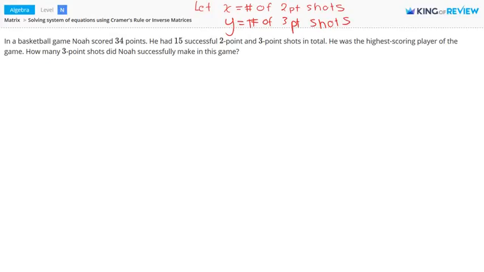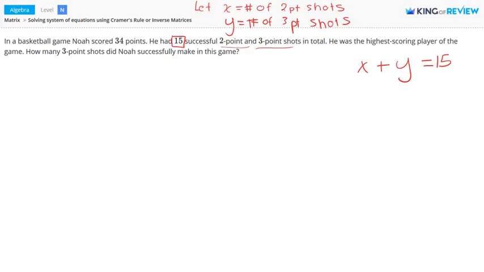Well, we see here that he had a total number of 15 successful shots. So the 15 shots are made up of both 2-point and 3-point shots. So if the total number of shots he made was 15, that's going to be equal to the number of 2-point shots that he made plus the number of 3-point shots that he made. So x, that represents the number of 2-point shots, plus y, the number of 3-point shots. So here's our very first equation: x plus y equals 15.